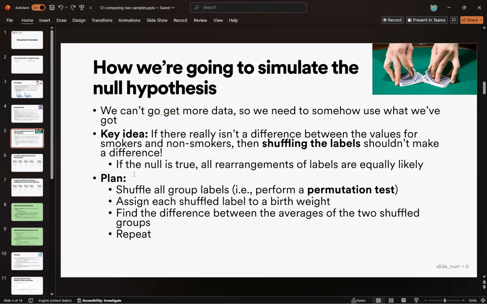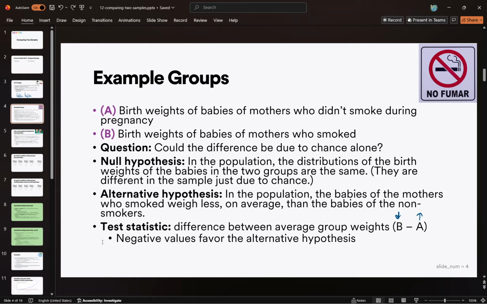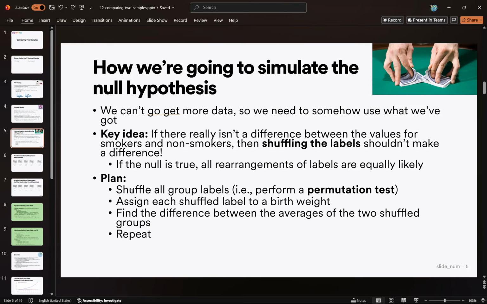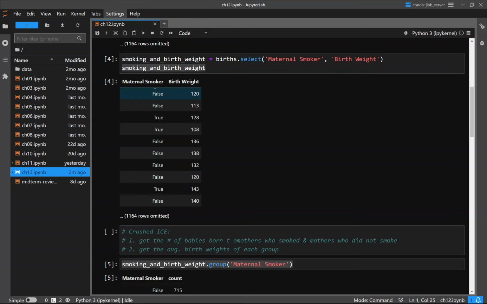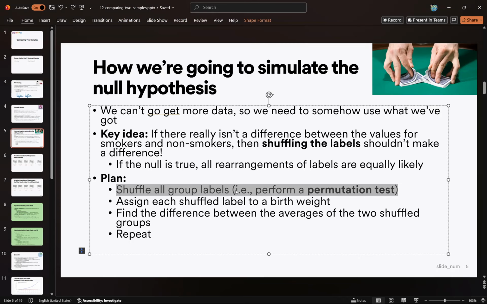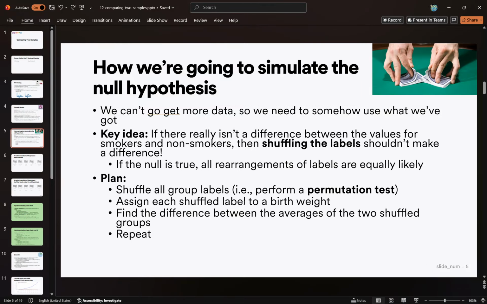And so our goal then, to do our simulation to see if we have firepower towards the alternative hypothesis, is we're going to shuffle up all the group labels. Instead of false, false, true, maybe we'll put the true here. We'll say true, false, false or something. We're going to shuffle all the group labels. Another word for shuffling is permuting, and so this test that we're about to do is called a permutation test.